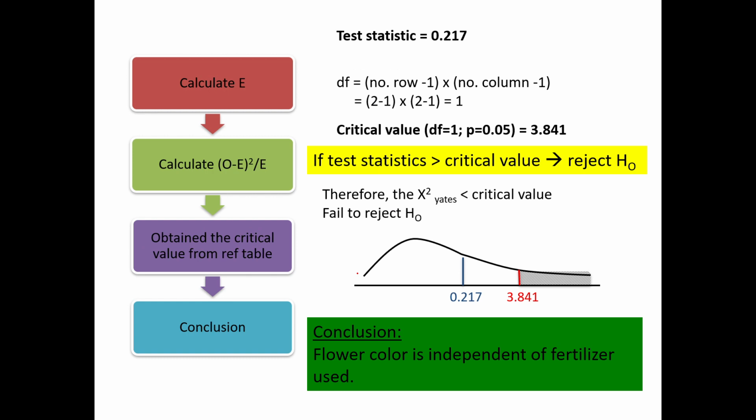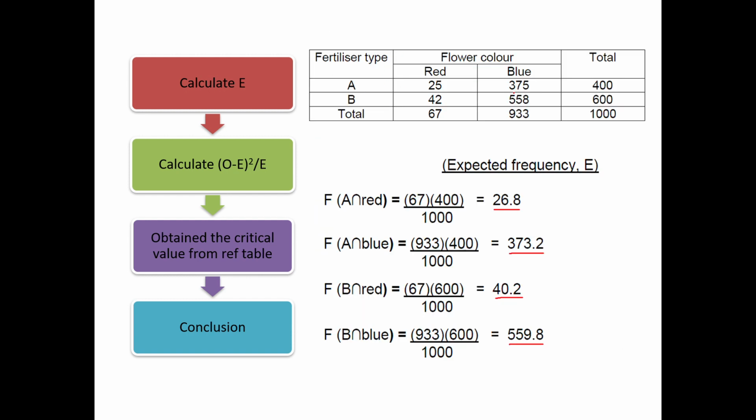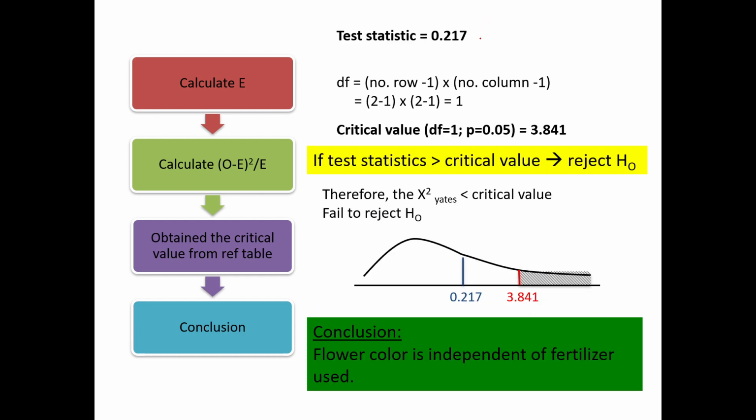So the degree of freedom. The degree of freedom is number of rows minus 1 times number of columns minus 1. So how do you get this? So always refer back here. So how many rows over here? 1, 2. 1, 2. So it will be 2 minus 1 times 2 minus 1. So your degree of freedom is 1. So refer to the table, degree of freedom 1, p-value 0.05, and you would get 3.841 as your critical value.